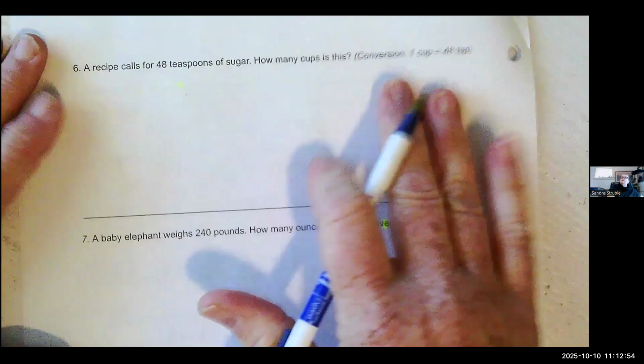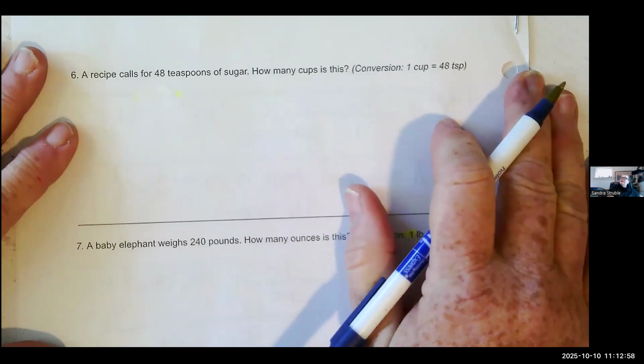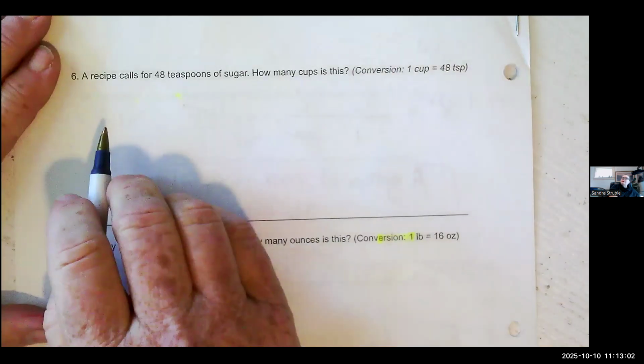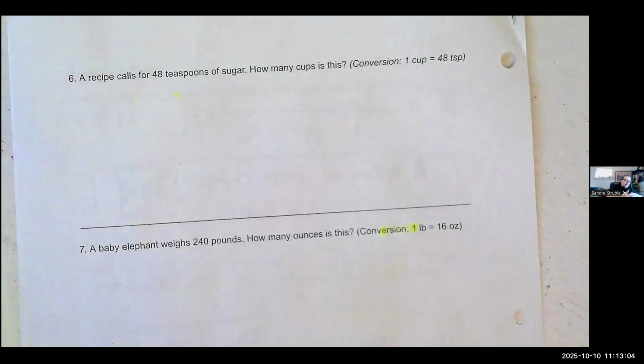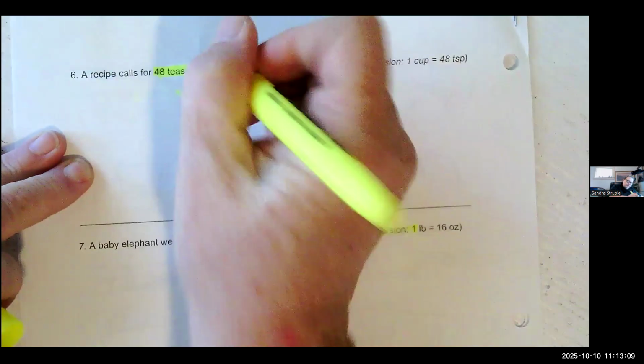Last page. All right, a recipe calls for 48 teaspoons of sugar. How many cups is this? Okay, and we have a conversion. We start with what we're given. Pause the video and attempt this one yourself. We're given 48 teaspoons, so that's what we're going to start with.